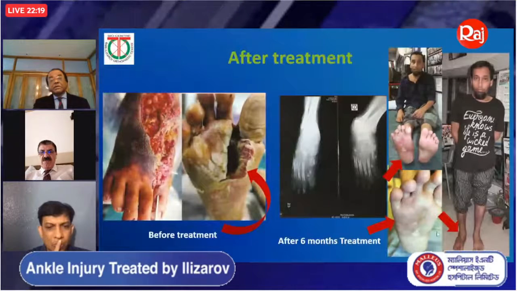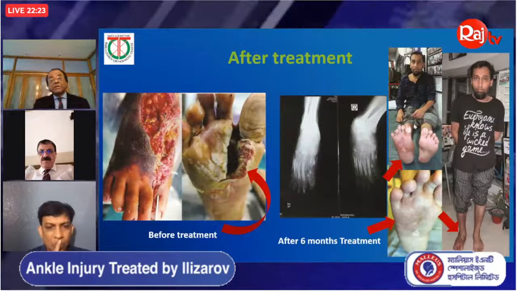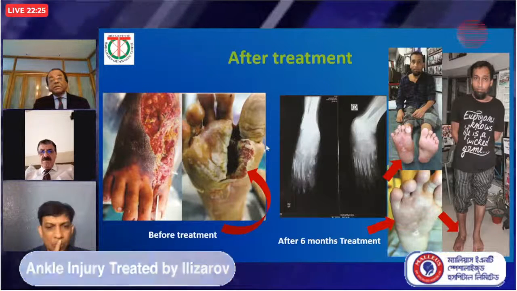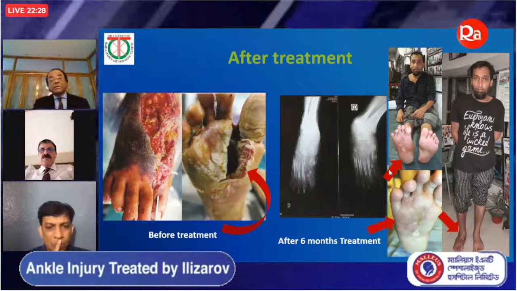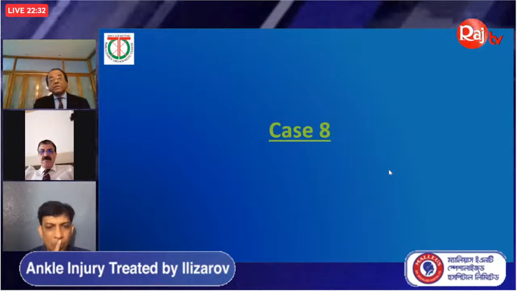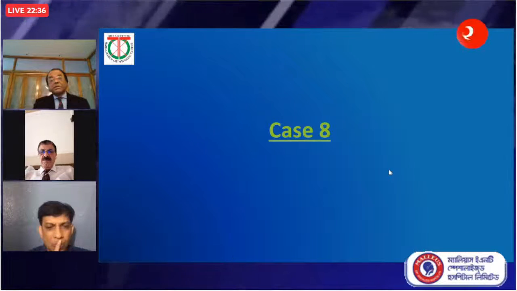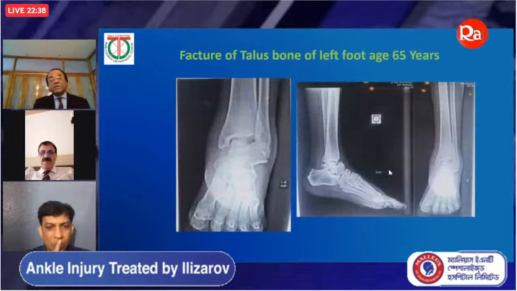Now look at this after treatment. You can see only after 6 months from this situation to that situation. So these are the things that you can change, all kinds of difficult problems, by applying the Ilizarov apparatus.